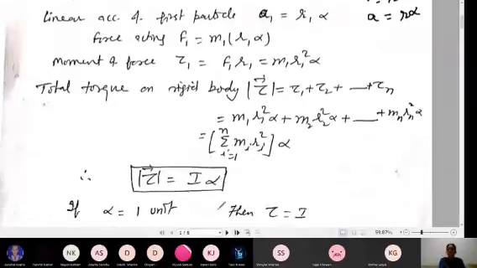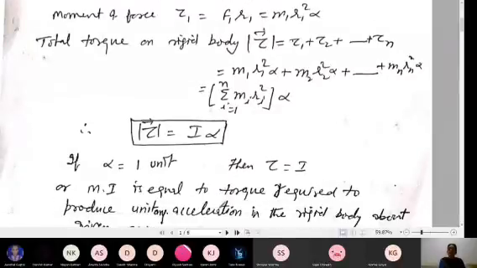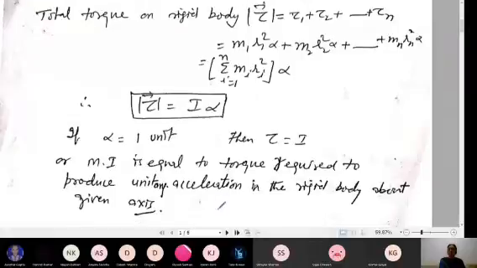Of course, if I want to define torque in terms of moment of inertia, then if alpha is 1 unit, torque can be written as the moment of inertia. Or I can say that the moment of inertia is equal to the torque required to produce a unit angular acceleration in the rigid body about the given axis.